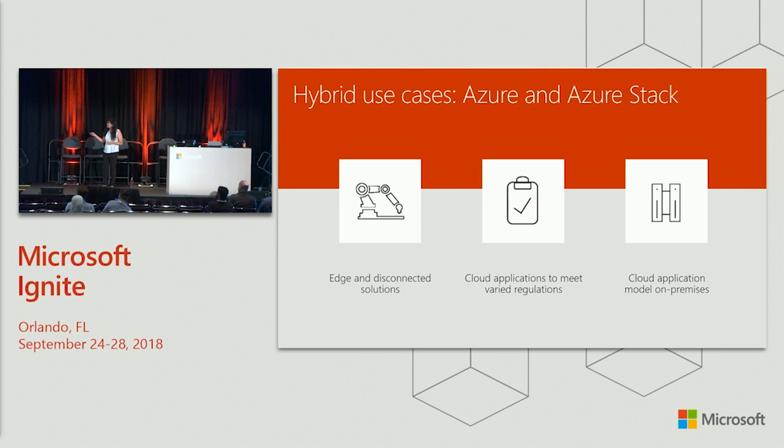And finally, the cloud application model on premises. If your customers have legacy applications, or if you have legacy applications and you really want to modernize and use the cloud application model, but you're not ready yet and you're not comfortable yet, and so you want to take the first step forward. That first step might be Azure Stack, and the second step might be your Azure cloud.